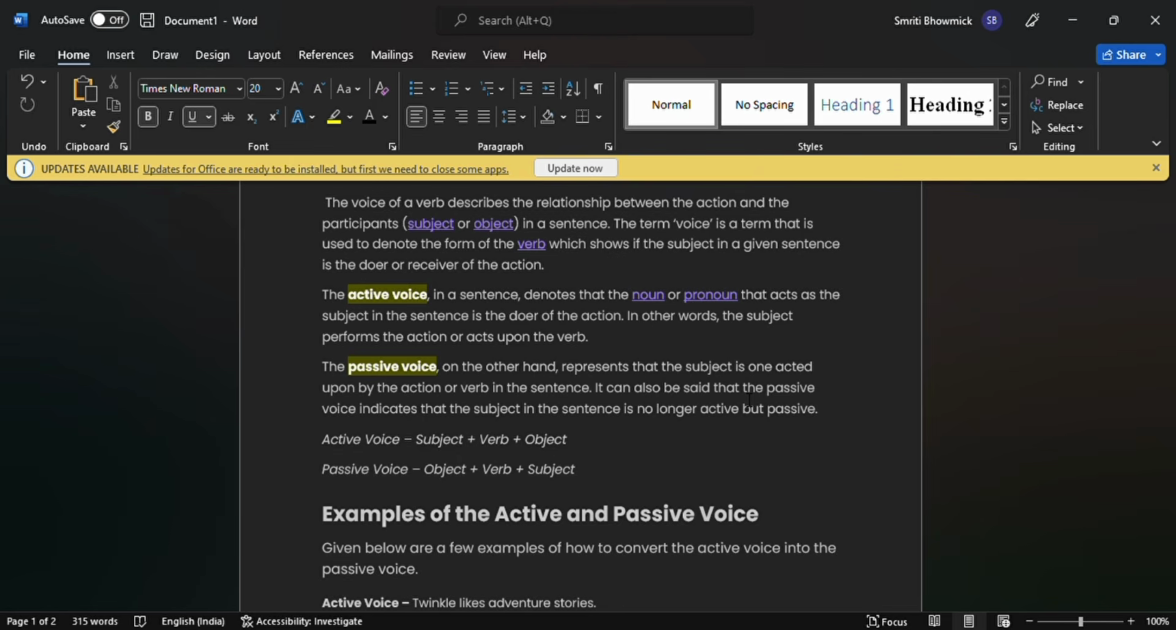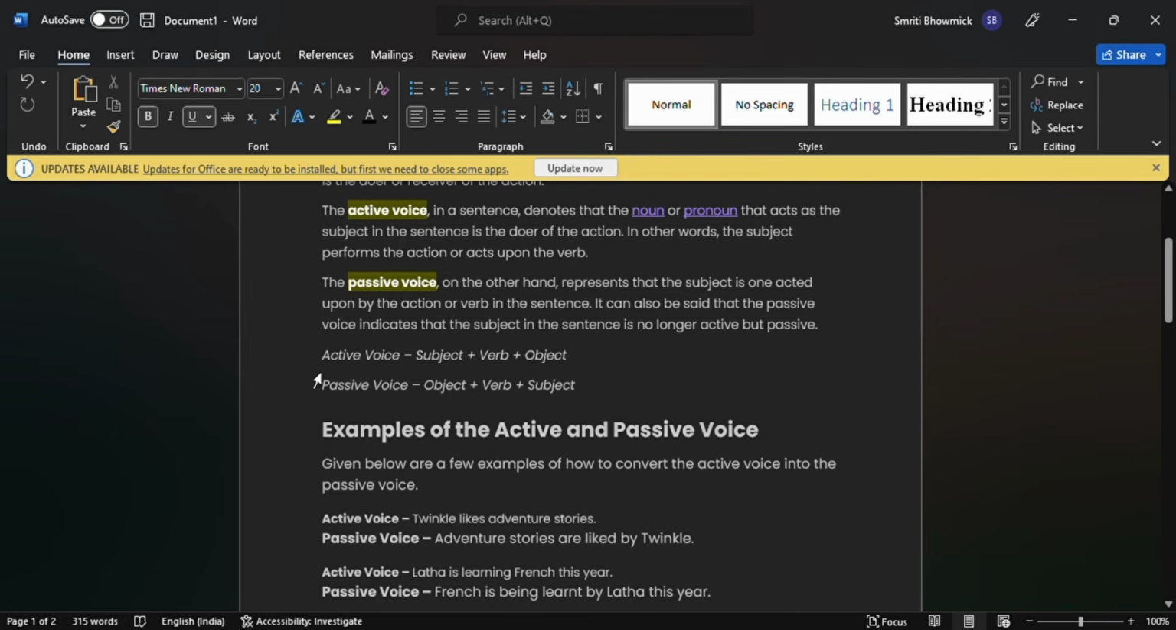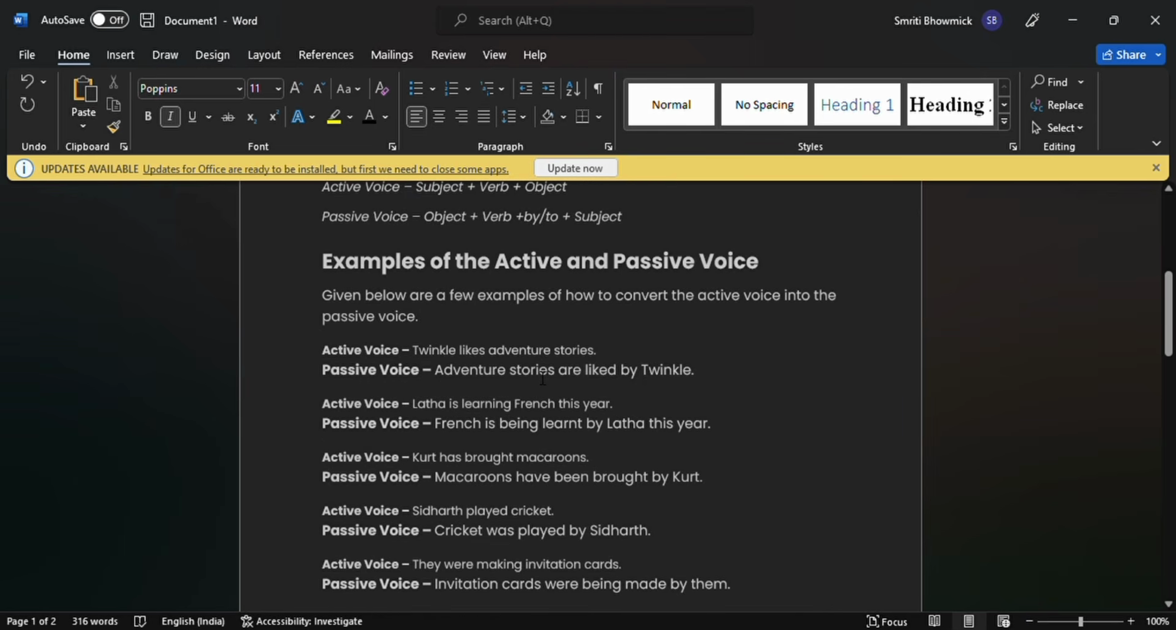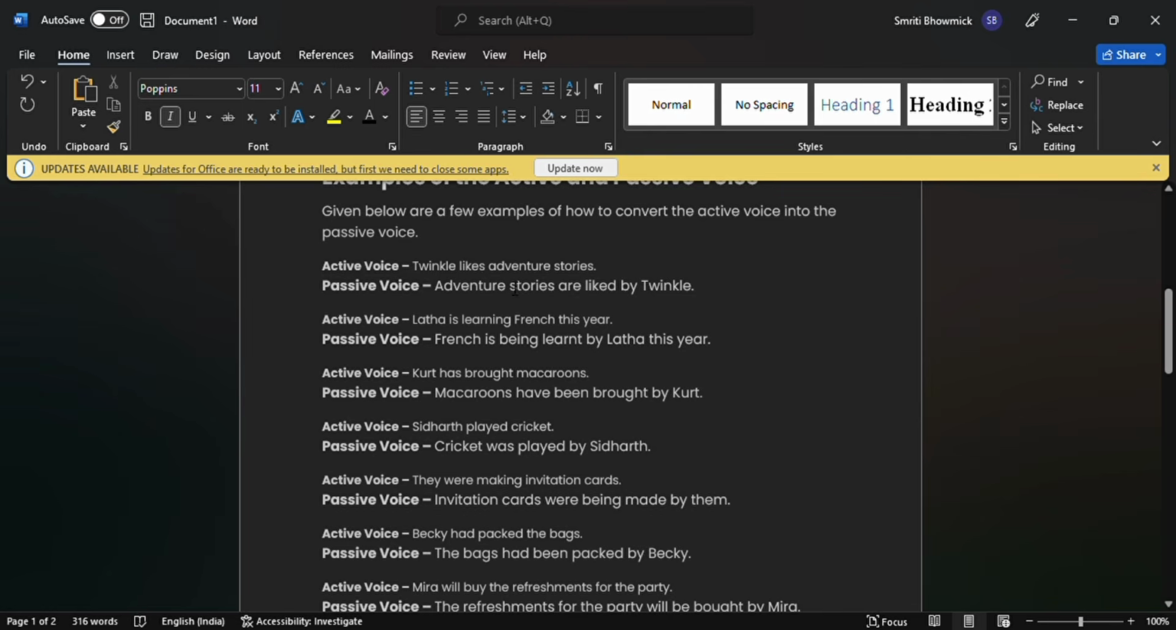Here we have some examples to get a clearer concept about active and passive voice. So let's follow them one by one. You can see the first sentence, Twinkle likes adventure stories. This is a very simple sentence in the present tense. Twinkle is the doer of the action, and the subject is kept in the first position as usual. Then you can see the verb likes, and then the object, adventure stories.